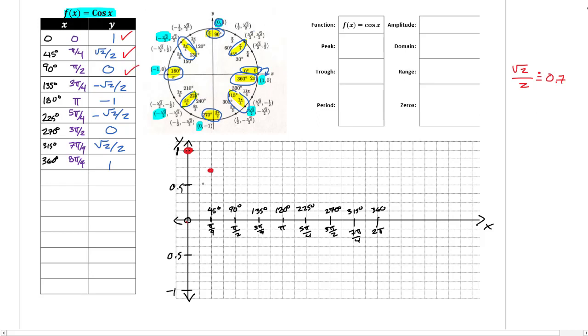Then it goes all the way down to 0. So it starts by going downwards. Keeps going down to negative root 2 over 2, right above the halfway point. And then finally reaches the lowest it goes, which is negative 1. And then it starts heading back up to negative root 2 over 2 again, to 0 again, and all the way back to the top, root 2 over 2 again, which is right about here, and then back to 1.